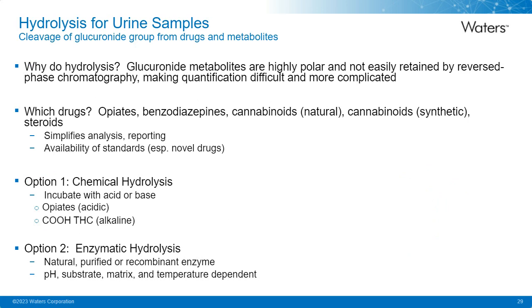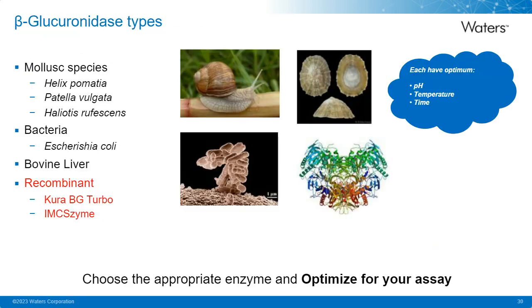Can we hydrolyze urine samples? Again, we're hydrolyzing them to get rid of some of these metabolites, second phase metabolites. We can do chemical or enzymatic. Mostly these days, most people are using the chemical hydrolysis. You can use naturally derived enzymes, and lately there are recombinant ones that are very quick, very efficient, and do it at room temperature. So some good options out there. The important thing is, when we're doing this, we want to choose the appropriate enzyme and then optimize it for your assay in the lab. Don't always trust the manufacturer's claims.